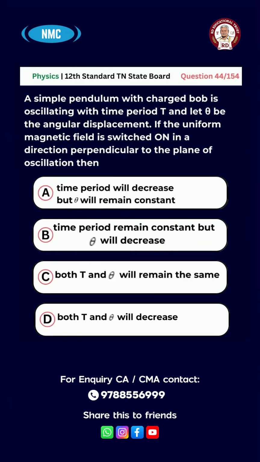Question number 44. A simple pendulum with a charged bob is oscillating with the time period T, and let theta be the angular displacement. If a uniform magnetic field is switched on in a direction perpendicular to the plane of oscillation, then option A, time period will decrease but theta will remain constant. Option B, time period remains constant but theta will decrease. Option C, both T and theta will remain the same. Option D, both T and theta will decrease. And the right answer for this question is option C, both T and theta will remain the same.